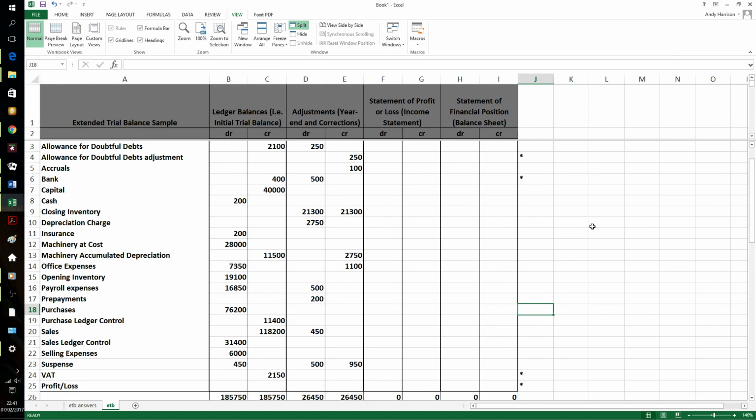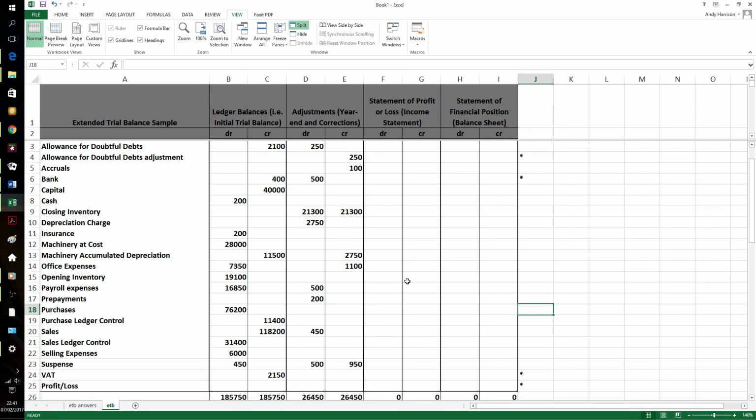Typical extended trial balance question here. We have the main accounts that cause confusion, so I've made sure they're in there. We start off with our trial balance figures, our ledger balances, including in this case a suspense account, and then we make the adjustments, so our year-end adjustments like our depreciation charges, prepayments, accruals and the corrections, which is why hopefully when we work it out we'll have cleared our suspense account.